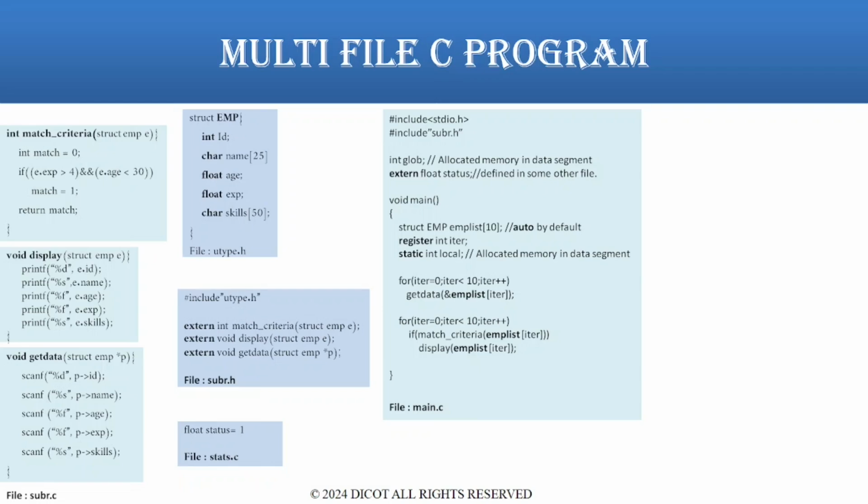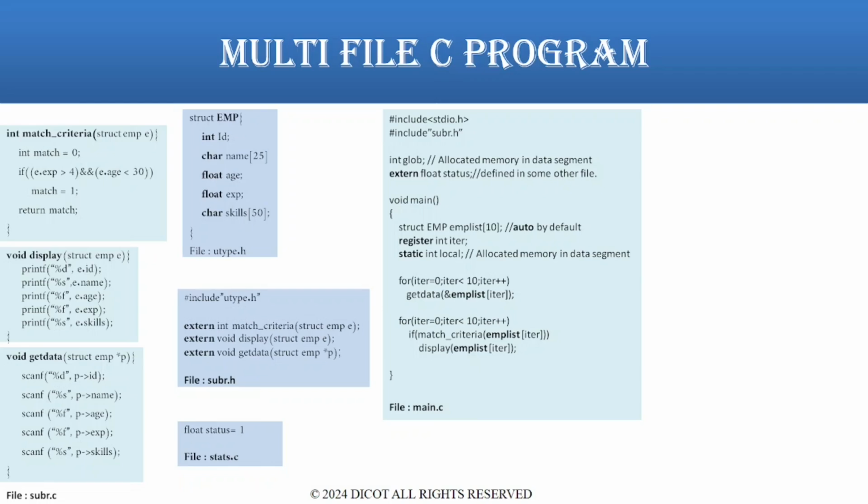Inside the main function, we have emp list, which is an array of 10 elements of type EMP structure. Its storage class is auto by default, and it is allocated memory in the stack segment. Variable iter has been declared and defined as a register integer. It is allocated memory in the CPU register. Variable local has been defined as a static integer, allocated memory in the data segment. Then we have two loops, one for handling input and another for processing the data.